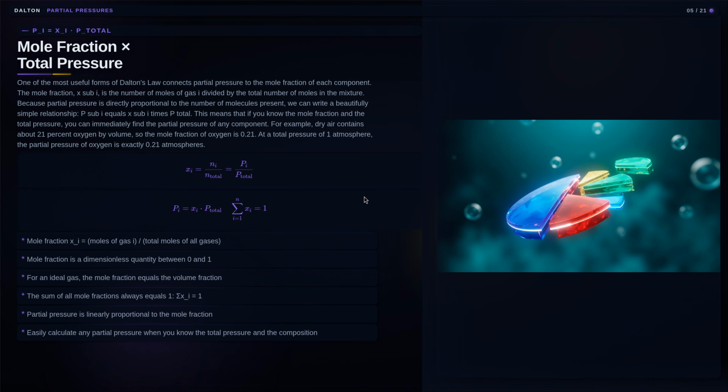This means that if you know the mole fraction and the total pressure, you can immediately find the partial pressure of any component. For example, dry air contains about 21% oxygen by volume, so the mole fraction of oxygen is 0.21. At a total pressure of 1 atmosphere, the partial pressure of oxygen is exactly 0.21 atmospheres.